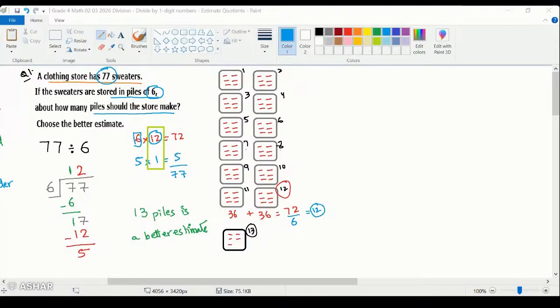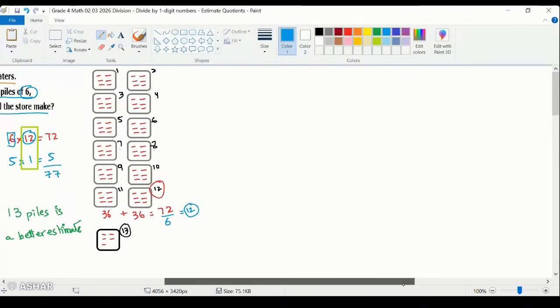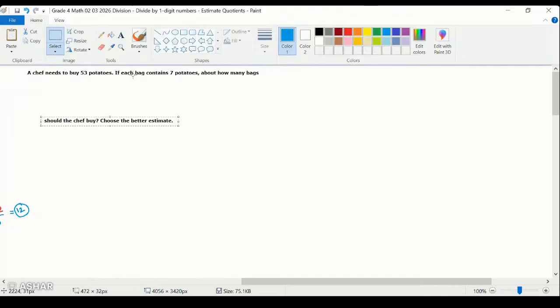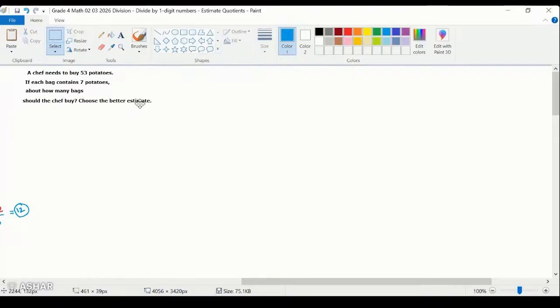A chef needs to buy 53 potatoes. Okay, let's have a look. A chef needs to buy 53 potatoes. If each bag contains 7, about how many bags would the chef buy? Choose the better estimate. Okay, let's look at this example.